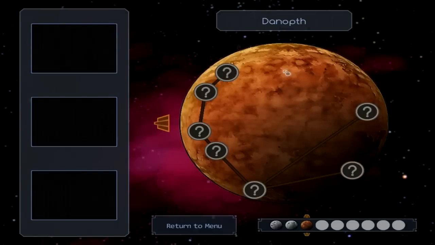Alright. So, that's it for today, guys. We've finished the second planet. And now we're going to start moving on to the hard stuff, because the third planet is the one that started to take me a while to finish.